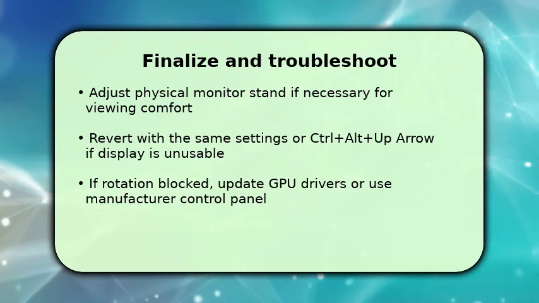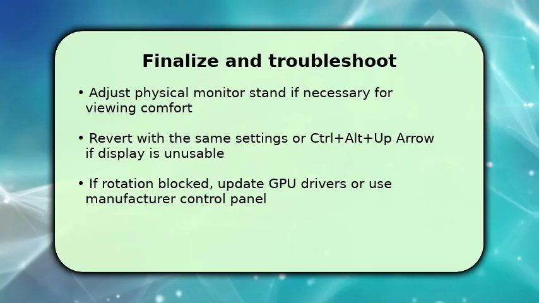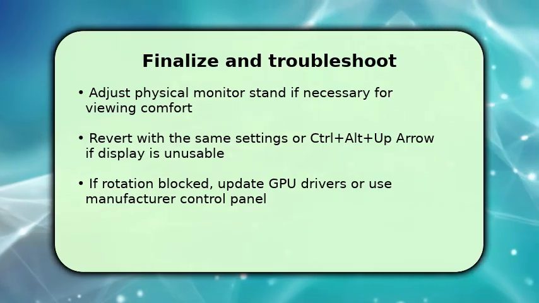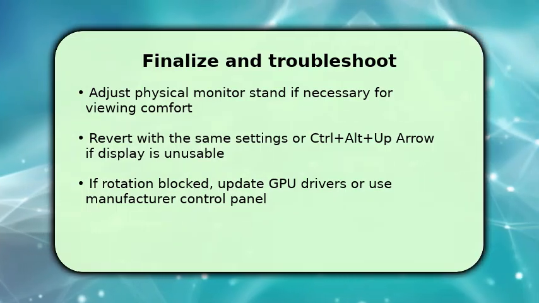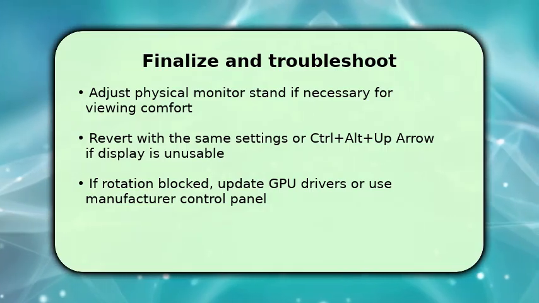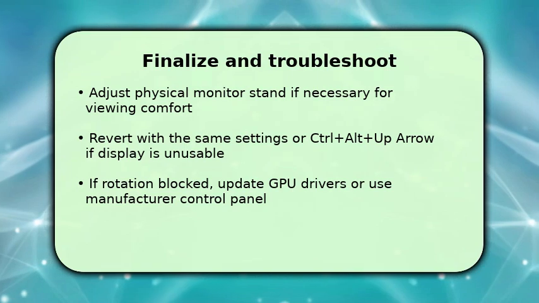If the screen becomes unusable, revert immediately using the same orientation drop-down or Control plus Alt plus up arrow. This restores normal view. If options are missing, update or reinstall the GPU driver and open the graphics control panel, because driver-level settings often control rotation when the OS option is disabled.